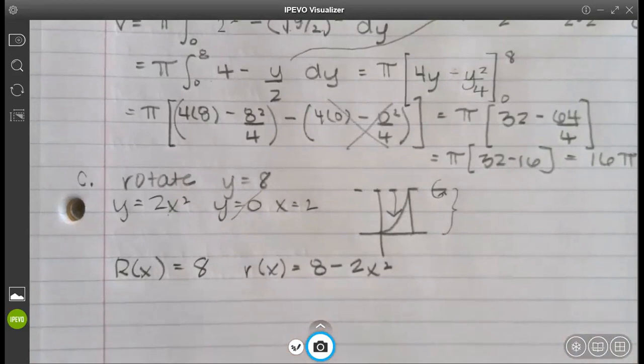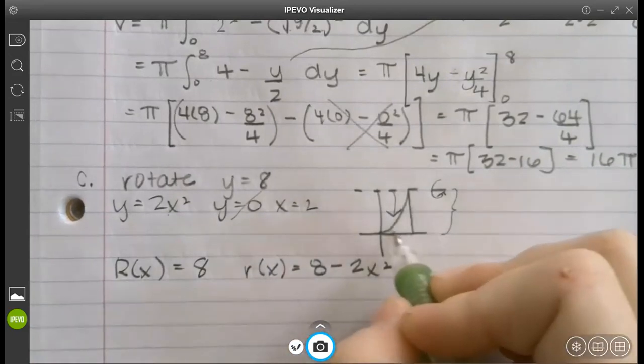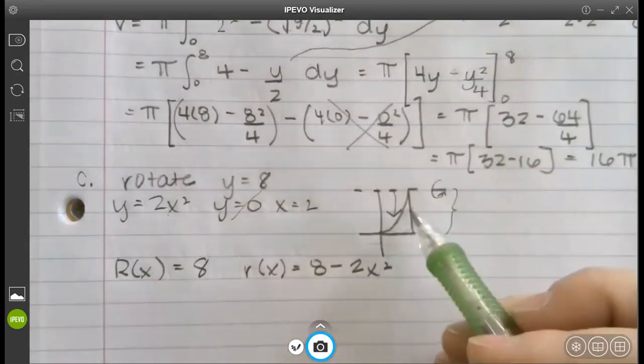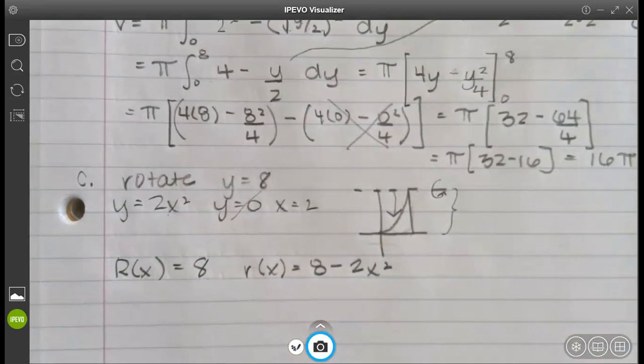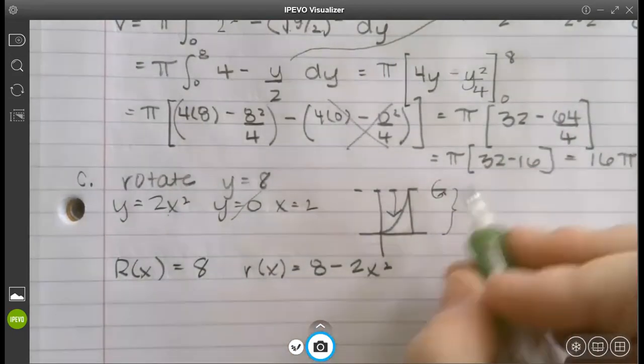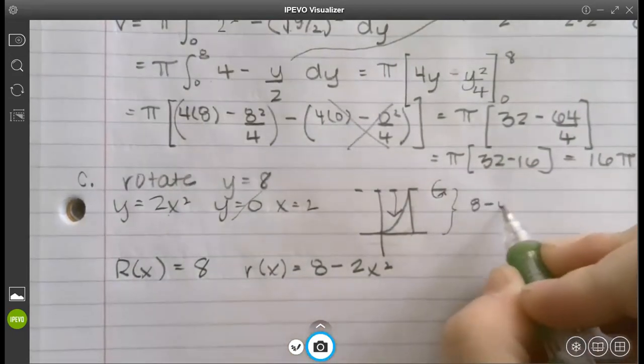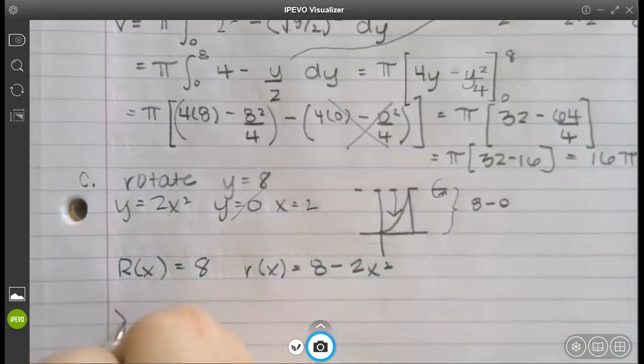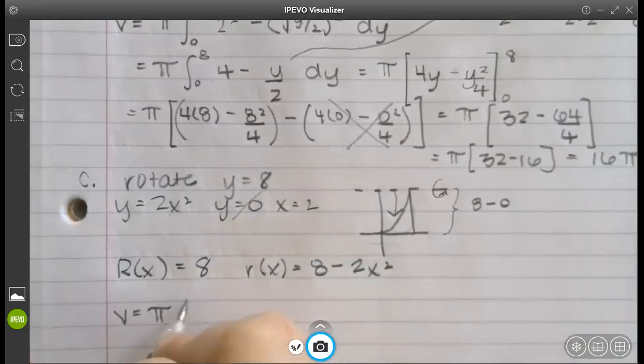Now, if you have two different curves, so like this was a curve instead of a straight line or a horizontal, then you guys would just keep subtracting whatever the functions are. This one just happened to be 8 minus 0 because our bottom function is y equals 0. Does everybody understand why we didn't subtract there? You good? All right, so then just normal, everything else is fine.